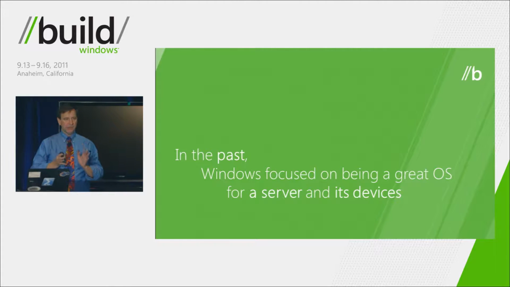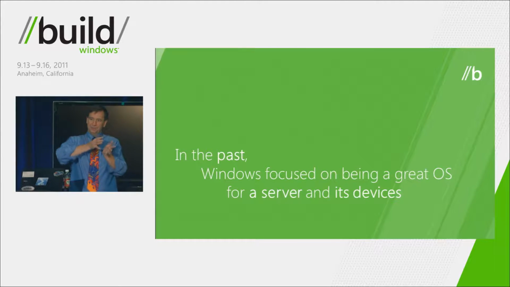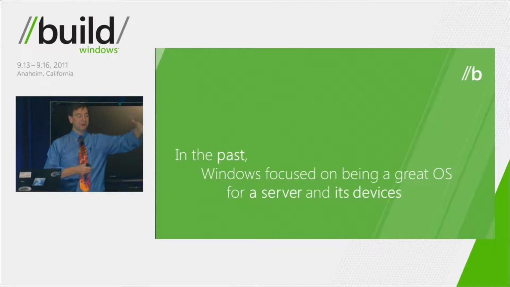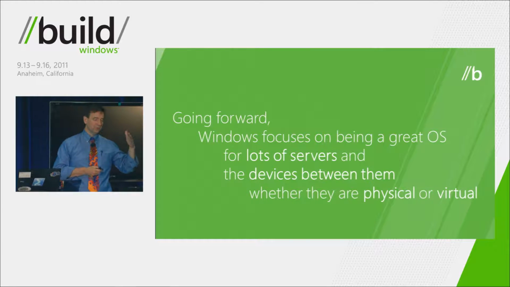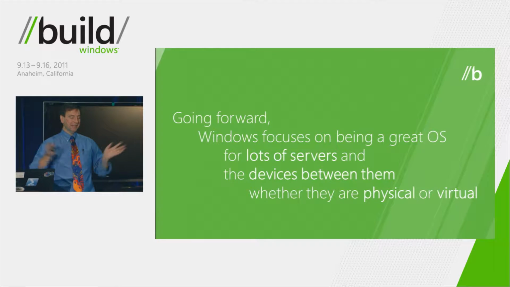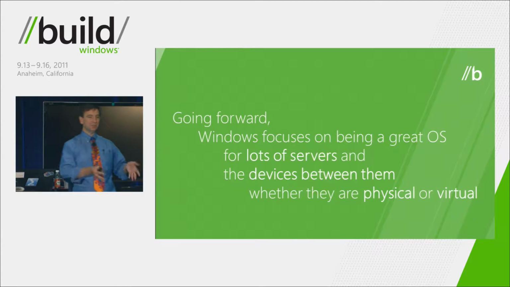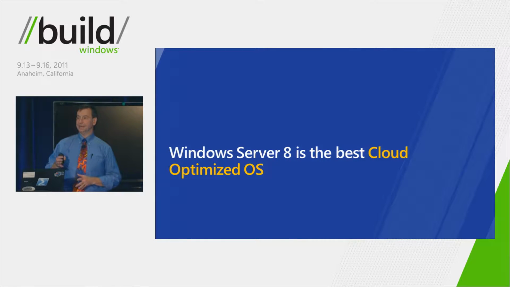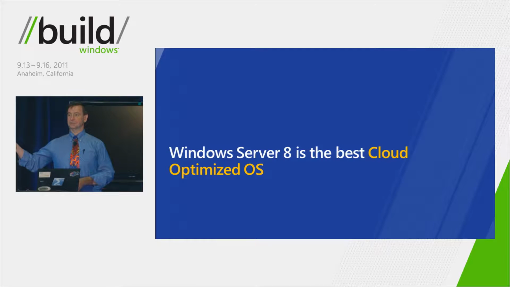So with Windows Server 8, we have a shift. It's what I call a pivot release. We used to be this, and we're changing who we are. We're expanding it, really. In the past, Windows viewed itself as a great OS for a server and for its devices. Now, going forward, Windows 8 focuses on being a great OS for lots of servers, the devices between them, whether they're physical or virtual, whether they're on-premise or off-premise. So, Windows Server 8 is a cloud-optimized OS.